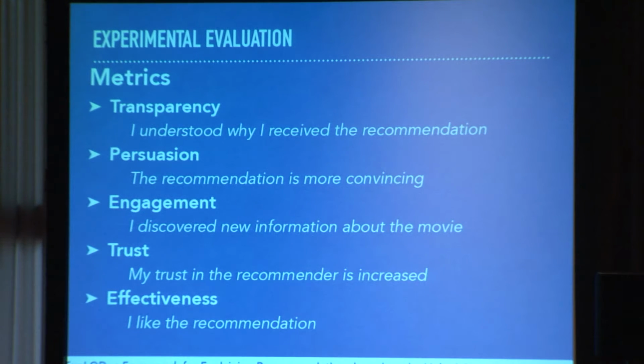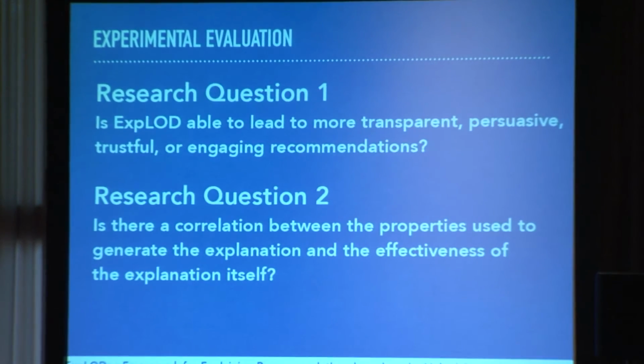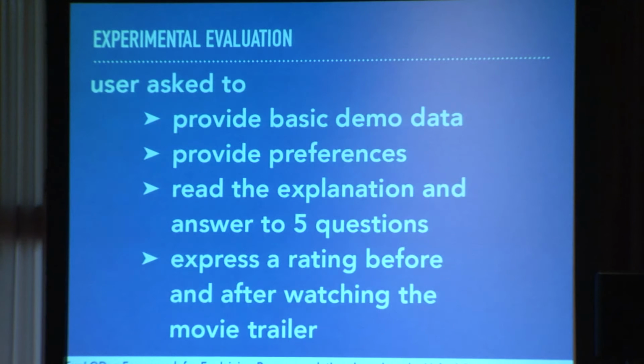We adopted 5 metrics, and for each metric, the user expressed a rating on a sentence. For example, for transparency, I understood why I received the recommendation. We formulated 2 research questions. The first one investigates whether ExpLOD is able to generate more transparent, persuasive, trustful, or engaging recommendations. And the second research question investigates the correlation between the properties extracted from Wikipedia and the effectiveness of the explanation.